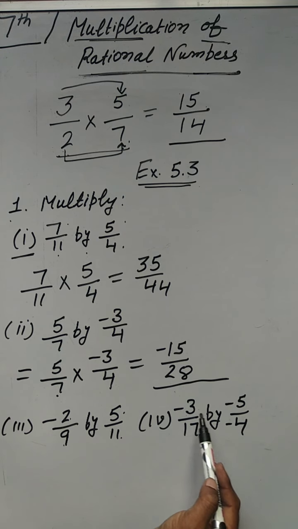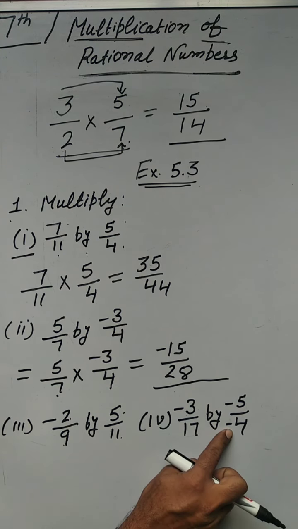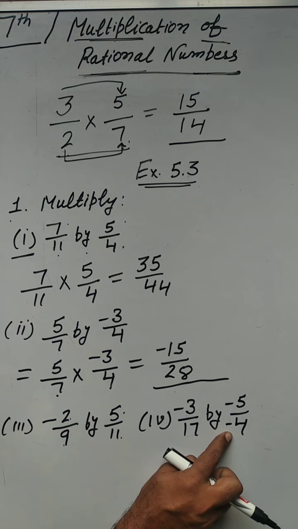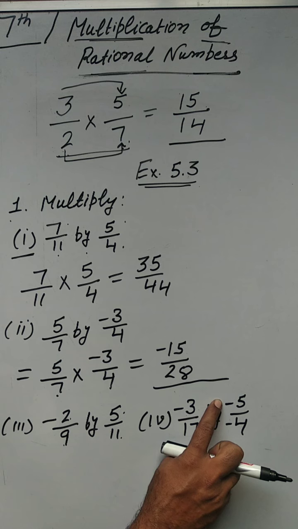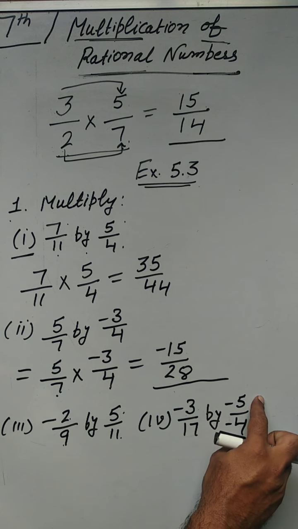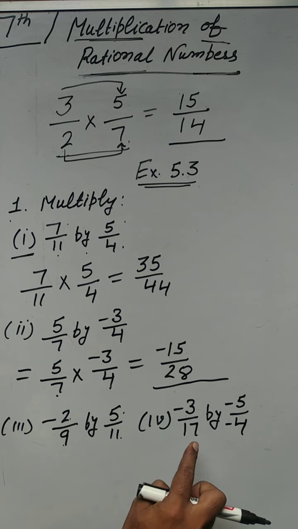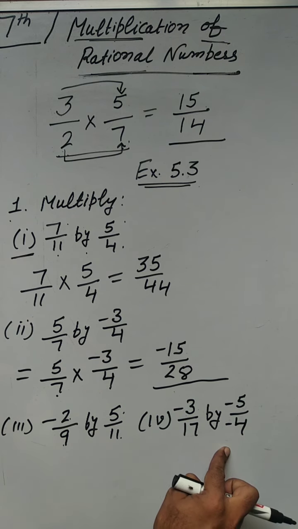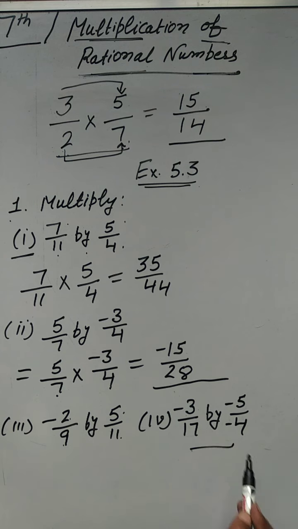Similarly here beta, minus 3 upon 17 multiplied by minus 5 upon minus 4. Look here, the denominator is minus and the numerator also minus, so minus cancels with the minus. Understood? So it will become 5 upon 4. Minus 3 into 5, minus 15. 17 into 4 is equal to 68. Understood beta? Clear? In that way you can solve it. Keep in mind the sign conventions beta.